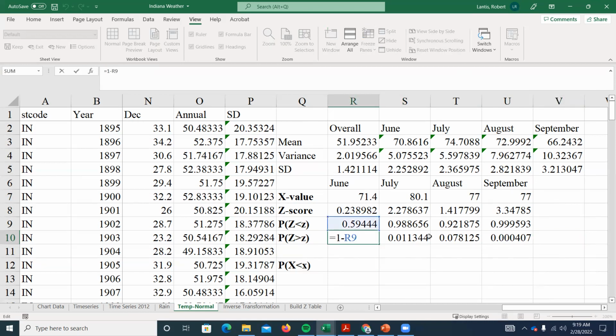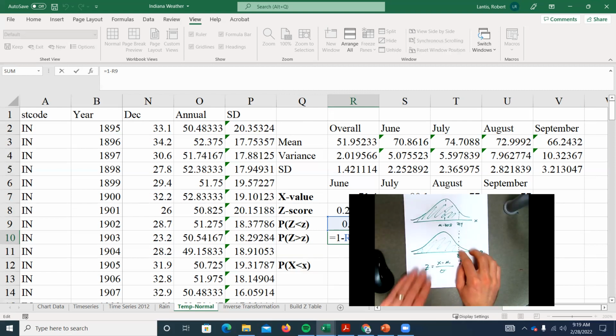Yep. So if I want the probability of being above a certain z value, I can't use the norm.s.dist to find that. That will always only give me the area to the left, or the probability of seeing that z value or anything below it. So I can use norm.s.dist to find the area to the left, and then just subtract it from 1. Because I know the area under the curve is 1.